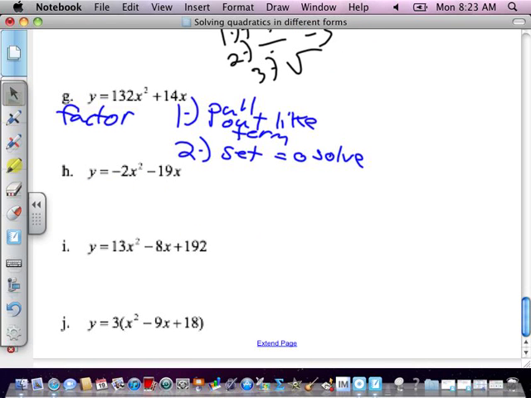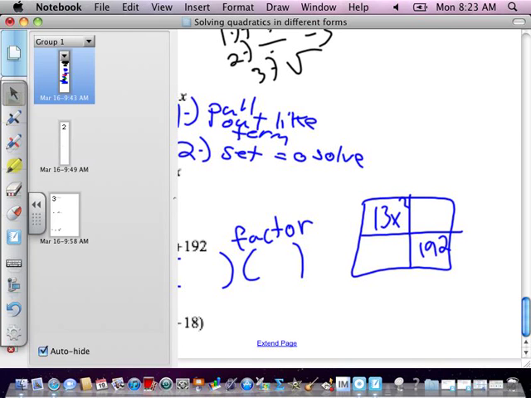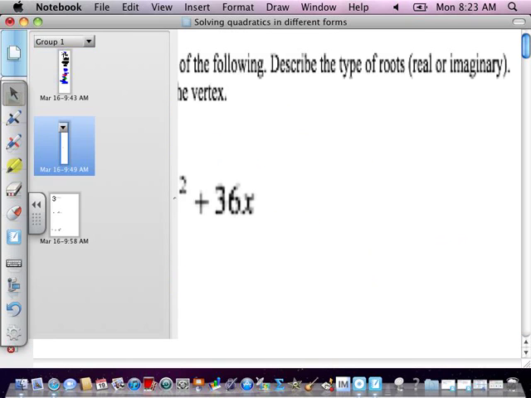Let's skip down. I is a little bit different. What would you have to do with I? You have to factor. We have 13x squared, 192. We know that we've got to figure out factors of 192, and one of them, when you multiply it by 13, adds together to give you -8. All right. Let's move on to our next page and try actually solving some of these and figuring out the vertex for some of these.